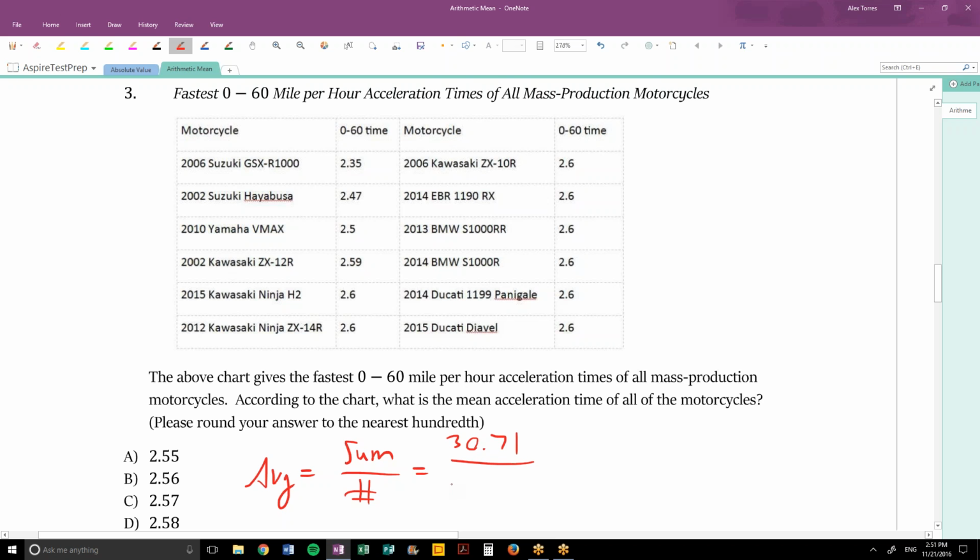We're going to divide that not by 10, but by 12, because we have 12 values here. So we have 30.71 divided by 12, and that gives us 2.55916 repeated. Because we're rounding to the nearest hundredth, we look at the next number, which is a 9, and we round up to 2.56, which is choice B.